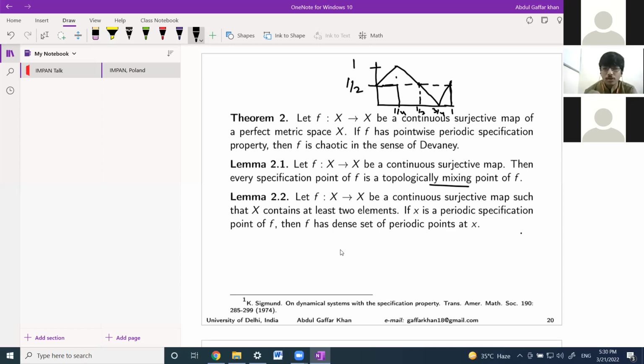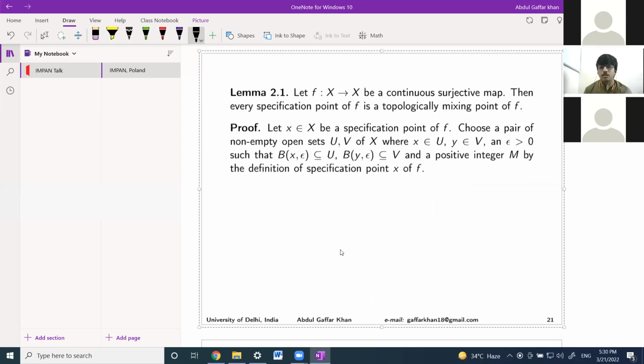So to prove theorem 2, we will first establish that pointwise periodic specification implies every point is a topologically mixing point, which is equivalent to saying that the map has topologically mixing property. And then we will establish that pointwise periodic specification implies every point has a dense set of periodic points. So it has a pointwise Devaney chaotic property, and we have seen that it must be Devaney chaotic. So lemma 2.1 is based on the definitions basically.